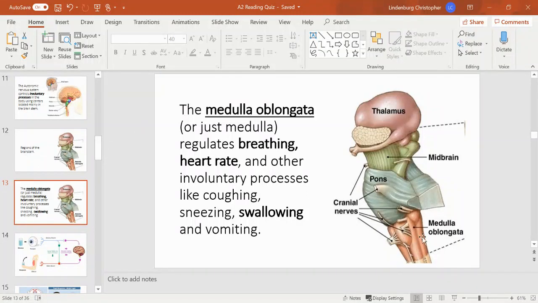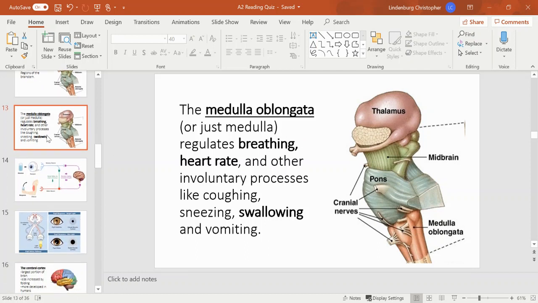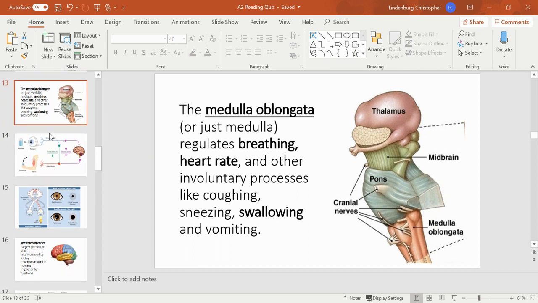These are the regions of just the brainstem dissected away from the rest of the brain. And we're going to take them one by one. So first of all, starting from the bottom, and then working up. The first region, if you move from the spinal cord up here, we have the medulla oblongata, sometimes just called the medulla. Here's what it does. It regulates your breathing, your heart rate, which we talked about, other involuntary processes like coughing, sneezing, swallowing, and vomiting. That's the big one we have.